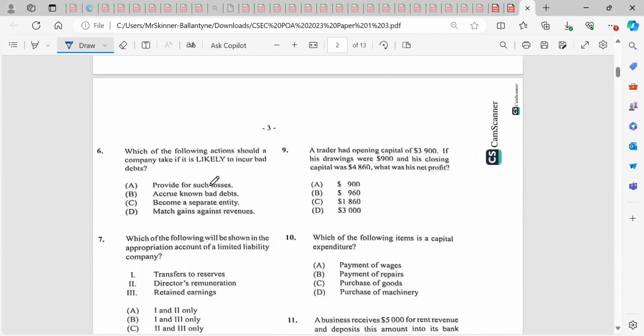Number 6, which of the following actions should a company take if it is likely to incur bad debt? Provide for such losses, sir. Provide for such losses, right? That's where you create the provision for bad debts.